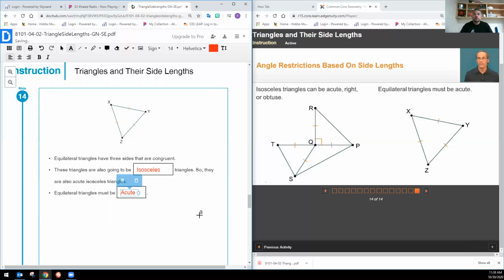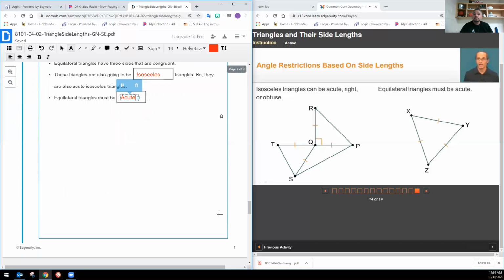Why is it isosceles? Well, the formal definition of an isosceles triangle is that you have at least 2 congruent sides. And equilateral triangles are isosceles because they do have at least 2 congruent sides, since they have 3 congruent sides.